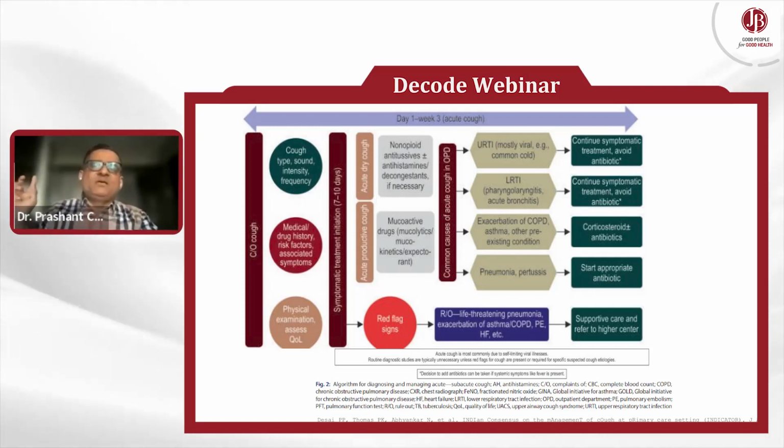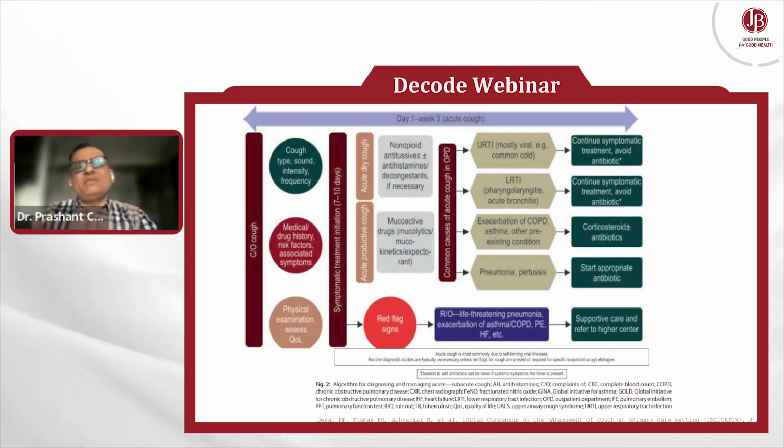You treat the primary reason. But if it is not an emergency, then you see, okay, is this cough productive or is this dry? If this is a dry cough, then you would give them non-opioid antitussives, antihistaminics, decongestants if necessary. And typically, if you have URTI, your treatment is symptomatic, you avoid antibiotics.